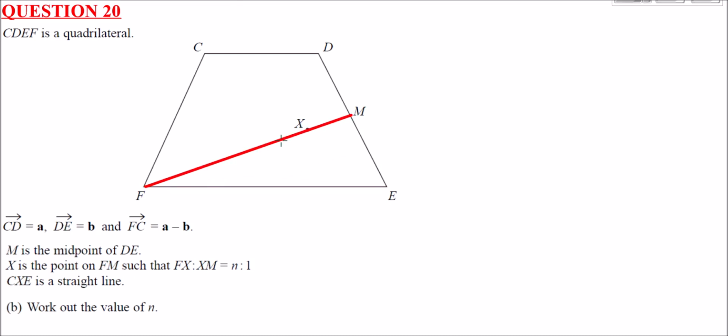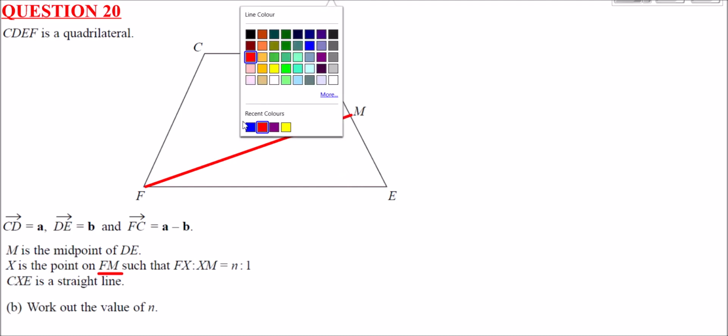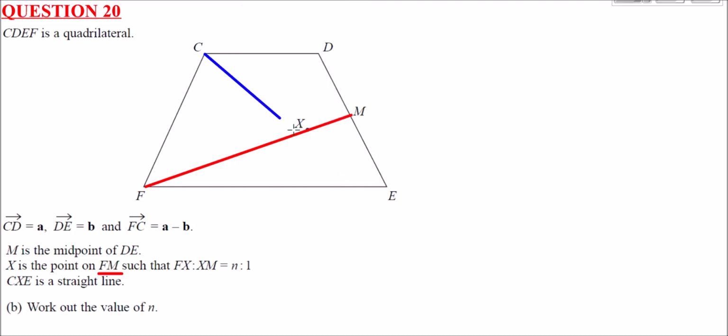Well, F to X lies on the line FM. And as well, we're told that CXE is a straight line, so X is on the line from C to E. So we can add this information in as well, like so. So it's almost hidden now. I'll just go over it again with a bigger point. So that's X.